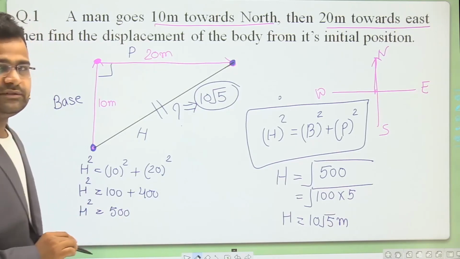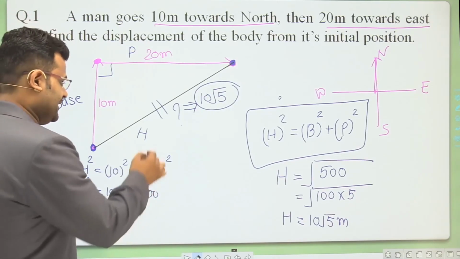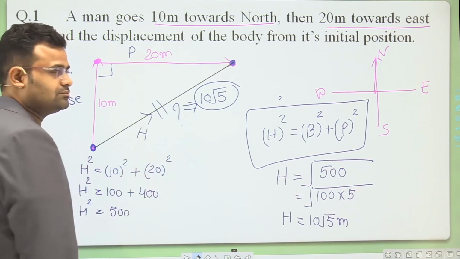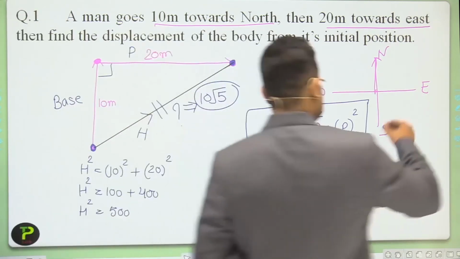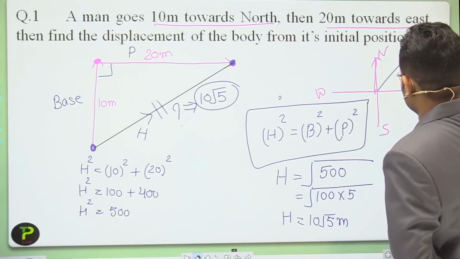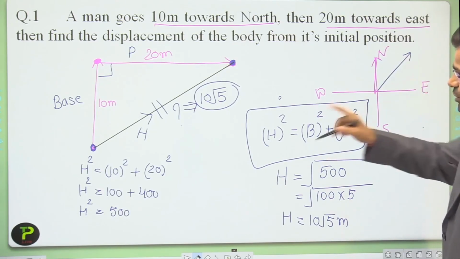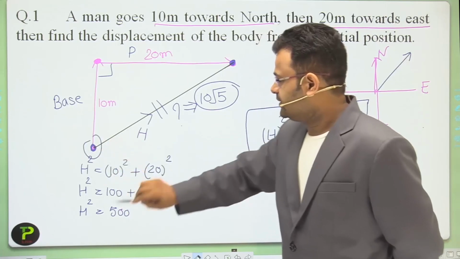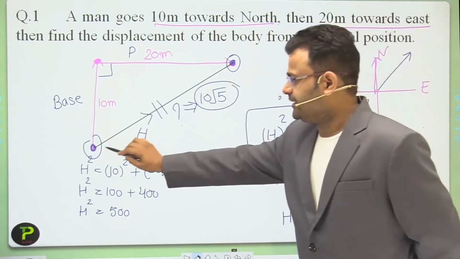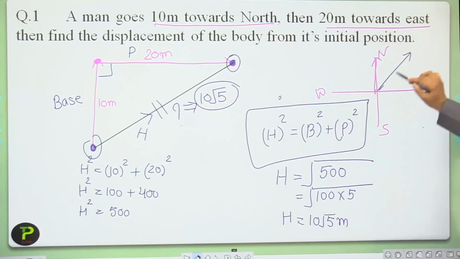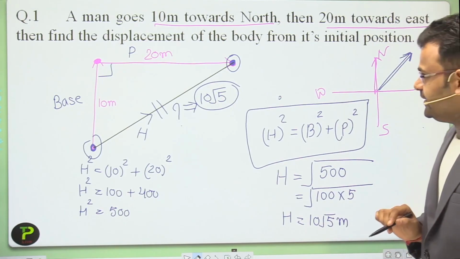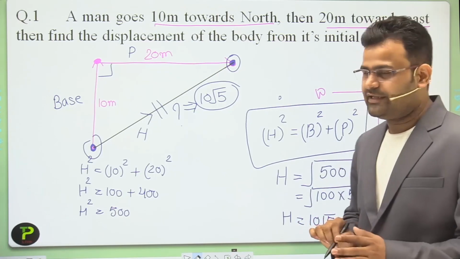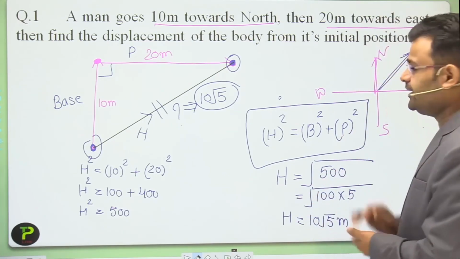Now, dear students, if someone asks about the direction, what is the direction of that? That is the direction: north of east. That is the direction of displacement. That is the initial position and that is the final position, and the direction of displacement is between north and east. So the final direction of displacement is between the north and east.